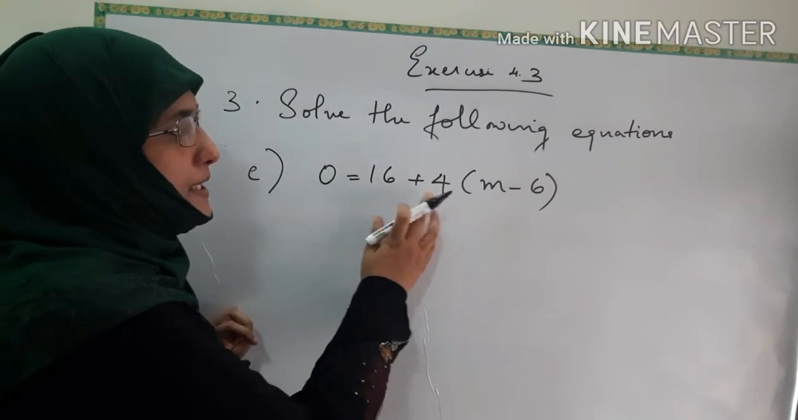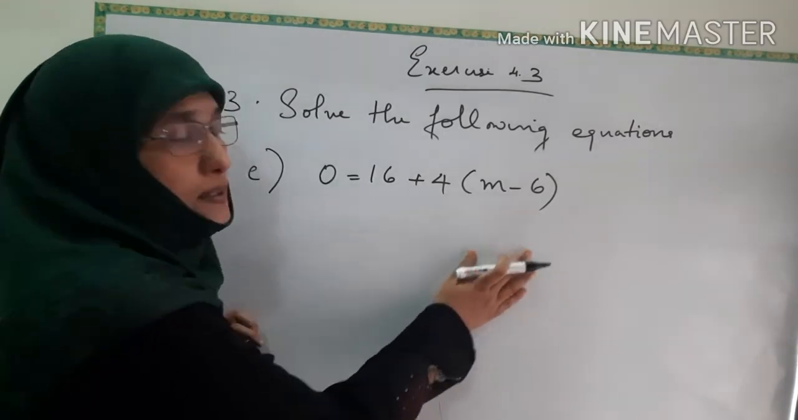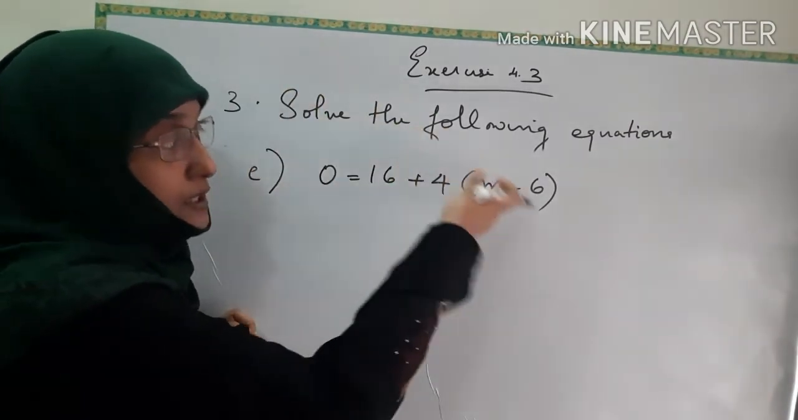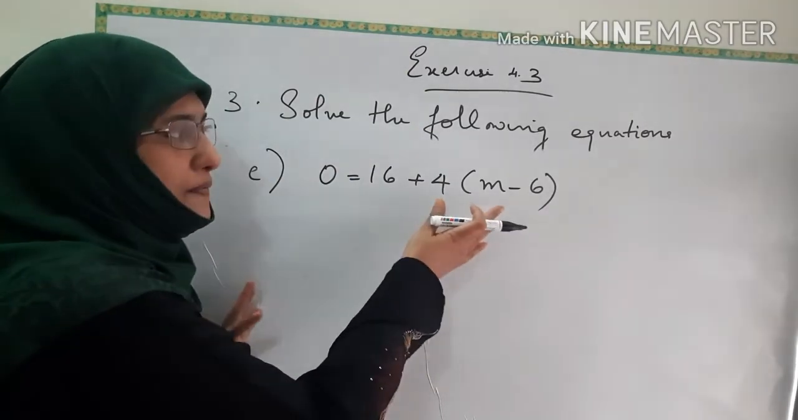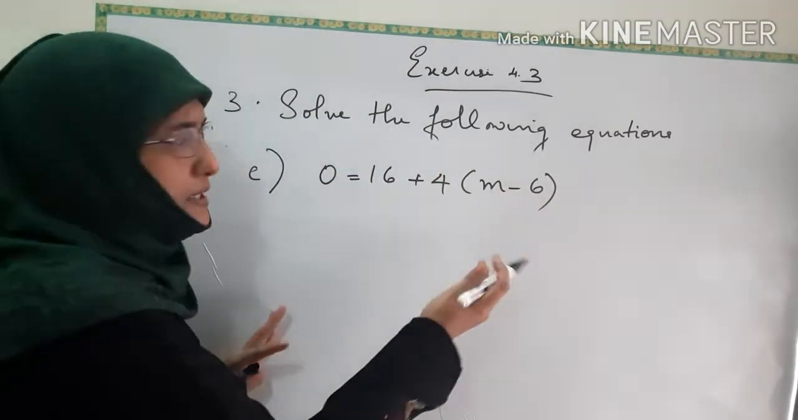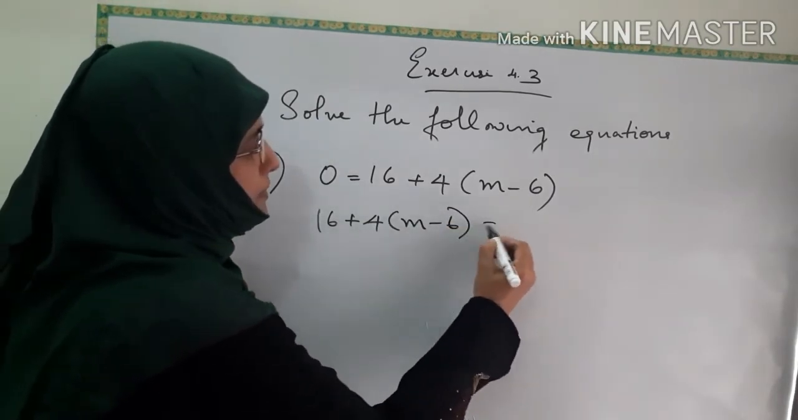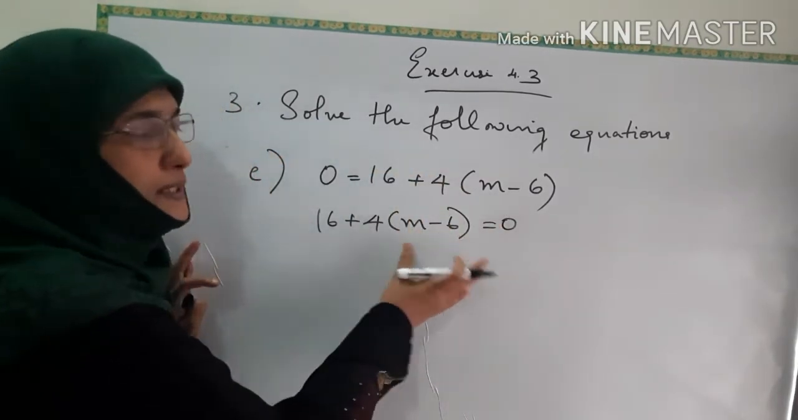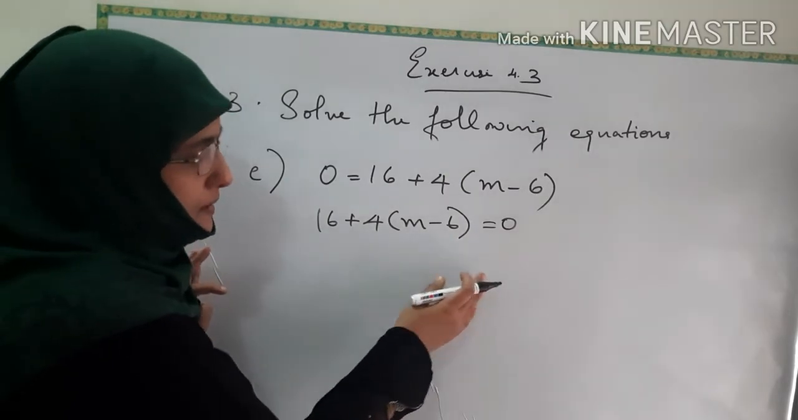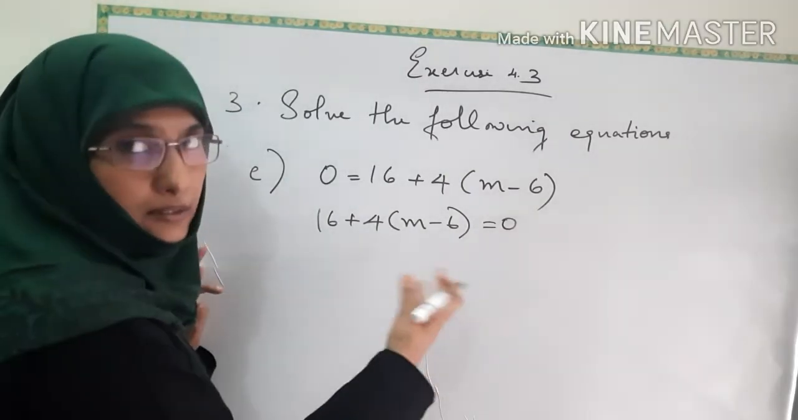0 equal to 16 plus 4 into m minus 6. Here also the bracket is to the right hand side. So if it is confusing for you, you can just interchange the parts. You can write it like this: 16 plus 4 into m minus 6 equal to 0. Just interchanging, both are same, no? Now see here, then you can do the other steps.